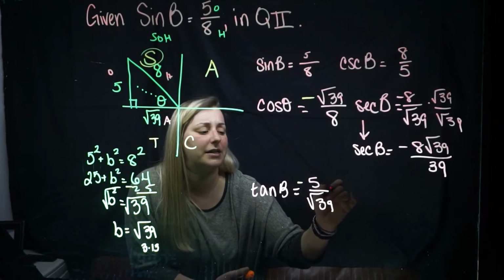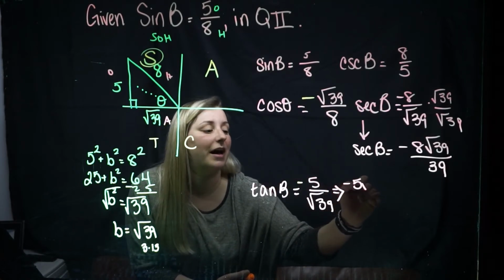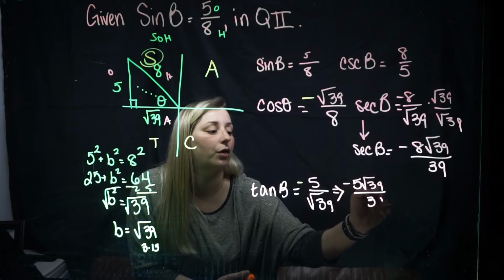So I'm just going to finalize the answer. I'm not going to show the in-between steps because I'm assuming you know how to do that at this point. Negative 5 rad 39 all over 39.